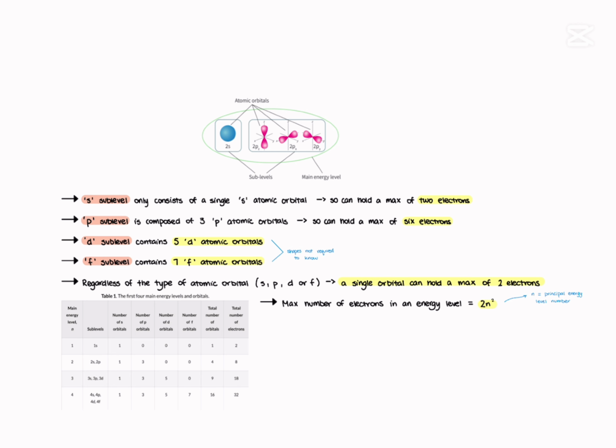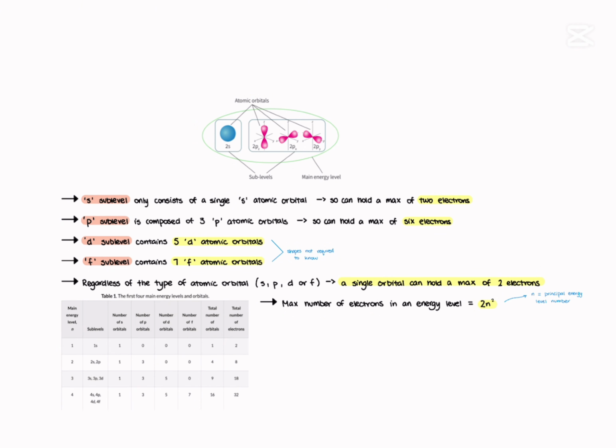So like said before, there are 4 different sublevels. There is the S, P, D, and F sublevel. So the S sublevel only contains a single S atomic orbital, which means that it can hold a maximum of 2 electrons. And like seen here, the S atomic orbital is a spherical shape.